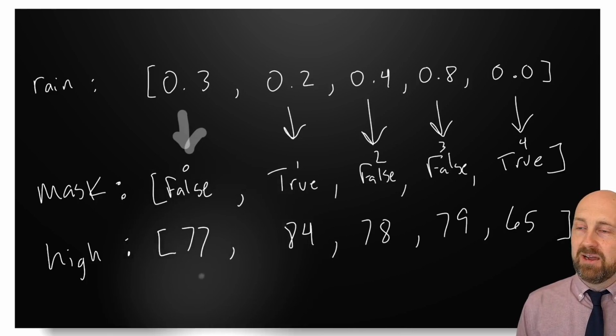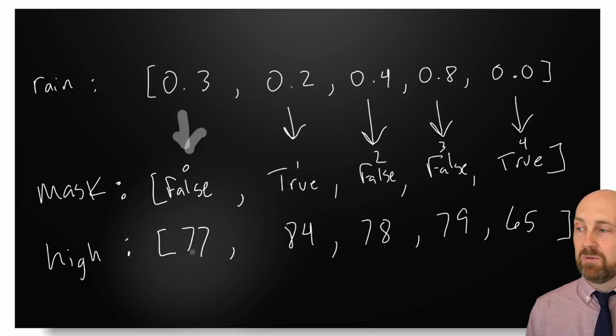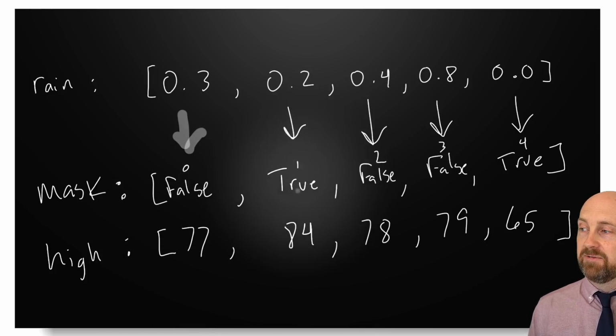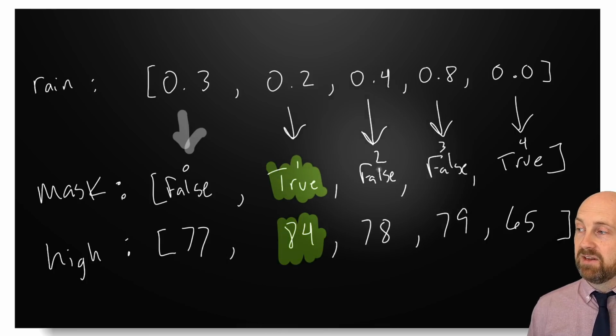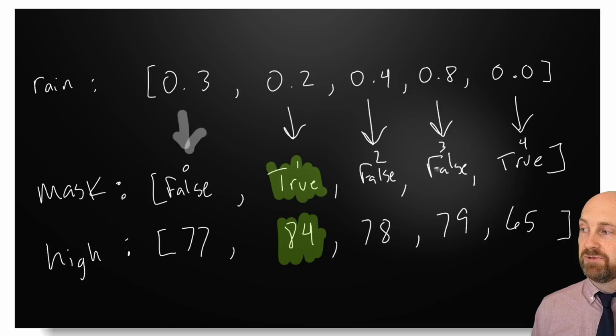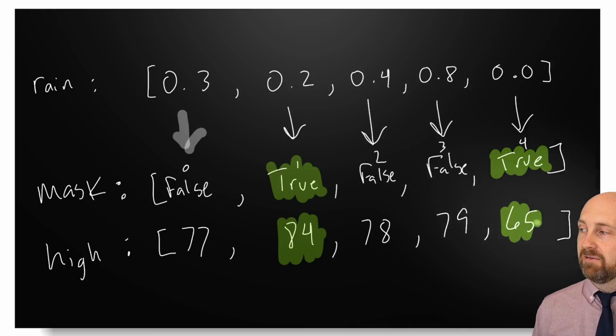And now we think, okay, our algorithm is we look at the first item of our mask and we see that it's false. So we're going to skip over this high item that's corresponding to it. We look at the next index, index 1 of our mask, and that's true, right? So that means we want to keep the value 84. We look at the next item, that's false, we skip over it. The next item is false, we skip over it. The next item is true, we want to keep 65.